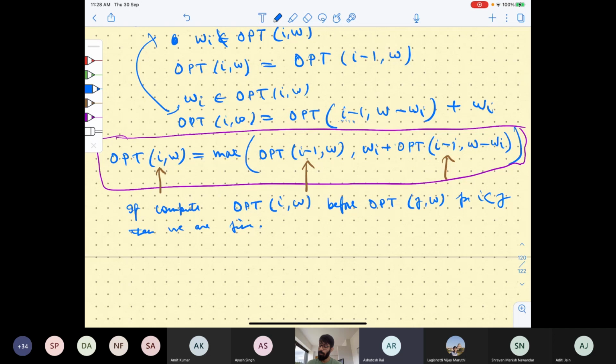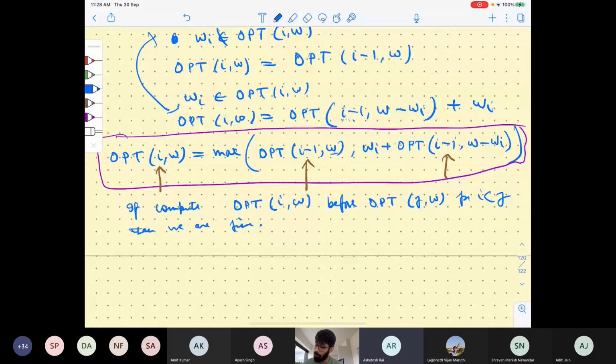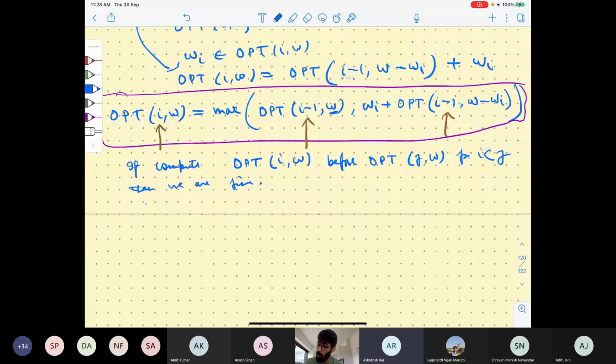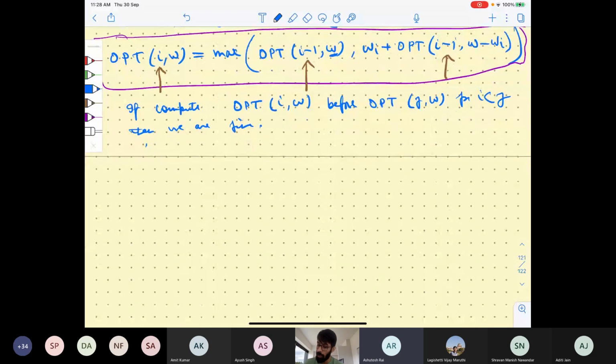But what about these w's itself? So what does opt of i comma w use? It also uses the one row before. So this is fine, and that gives you an ordering. It does not use anything from the same row. And we also need some initial condition to initialize this.